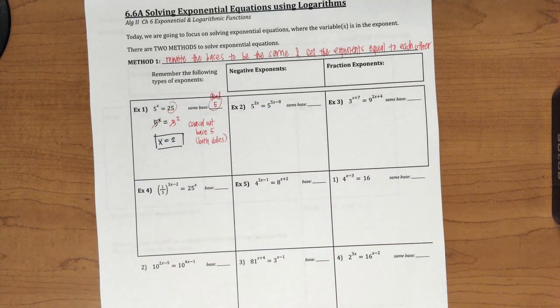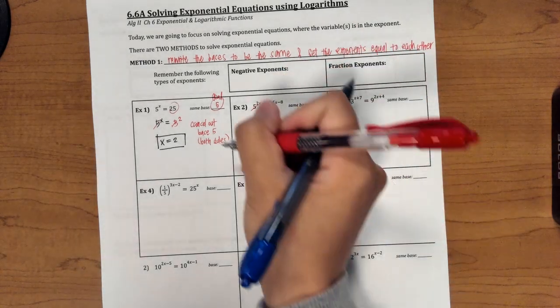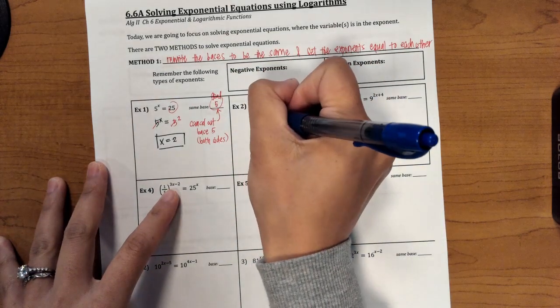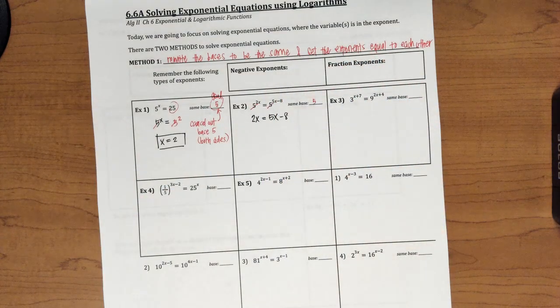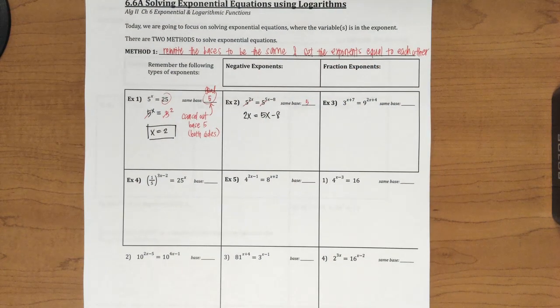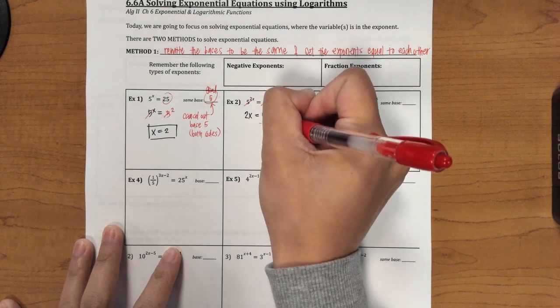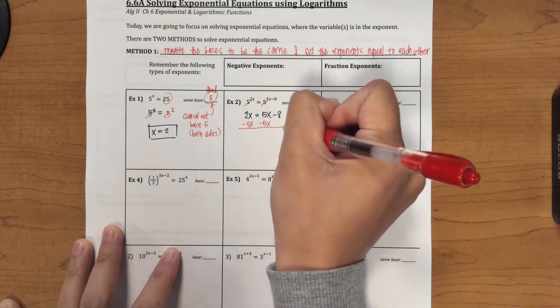Okay. So for example 2, if the same base is still 5, that means I can cross out the 5s. And then I will have 2x equals 5x minus 8. Your goal is to get the x's on the same side. This now becomes an Algebra 1 problem. We want the x's on the left and the numbers on the right. I try to be consistent so that we don't have to worry about which way to go, so I will always move the x's to the left.